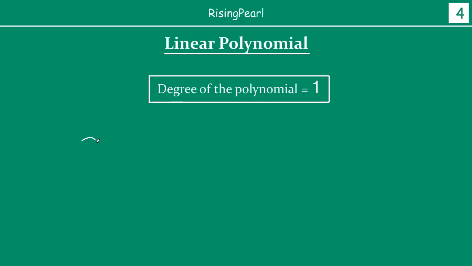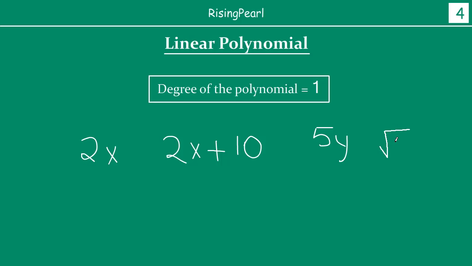So if you have 2x, or 2x plus 10, or 5y, or square root y plus 3. So in each case here, if we have one term, x is raised to power 1. So this is a polynomial of degree 1. So this is a linear polynomial.